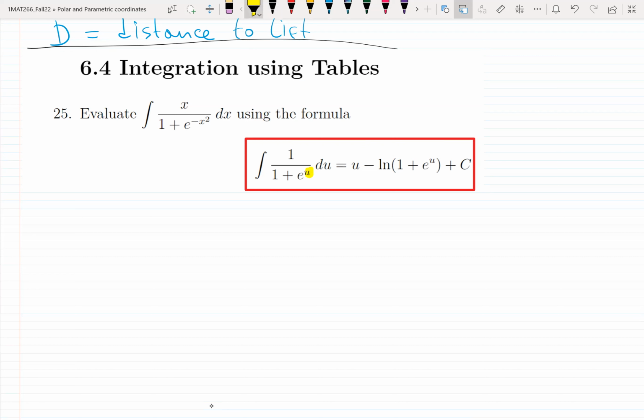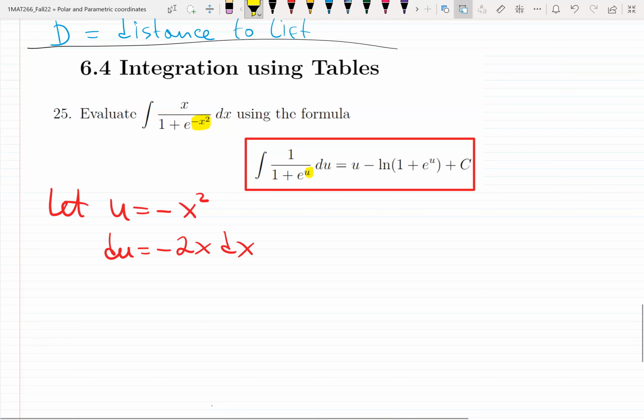We have x over 1 plus e to the minus x squared. Well, the whole hint here is this part. This is literally the hint. e to the u, e to the minus x squared. So maybe, and it's just a guess, I'm not claiming that's correct, maybe if you set u to be minus x squared, it will work out. Let's check. If u is minus x squared, then du will be minus 2x dx.